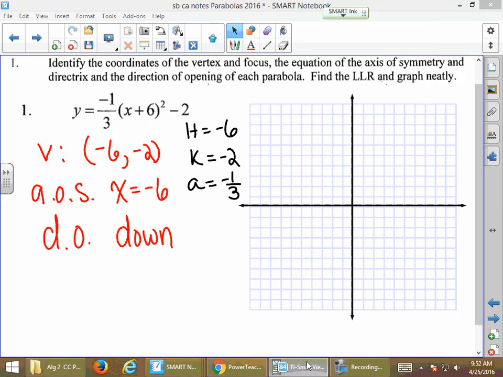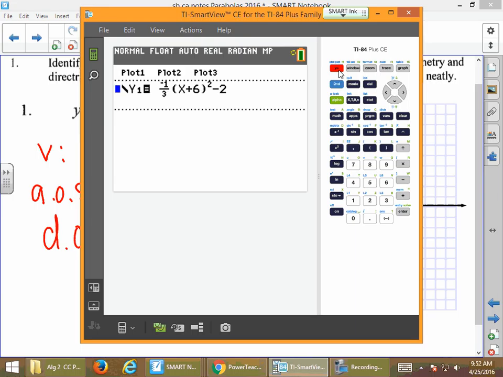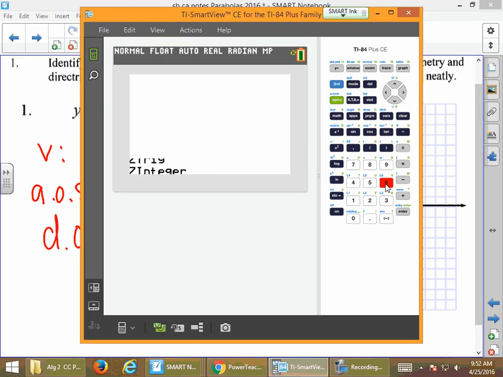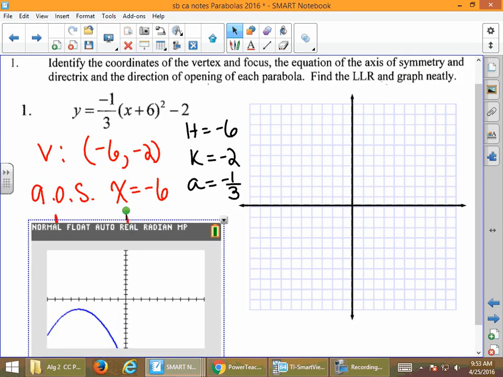graphing calculator. So if we go to y equals, and luckily enough, I have that in there already, y equals negative 1/3, parentheses, x plus 6, quantity squared, minus 2. So when we graph that, we get this picture. And it's going to go a little bit off our graph. In general, this is a good problem, but it doesn't fit as nicely on the graph as some of my other examples do.